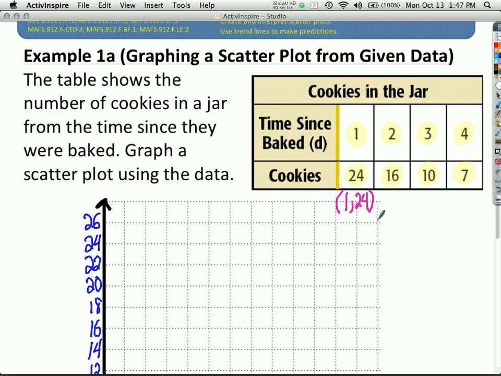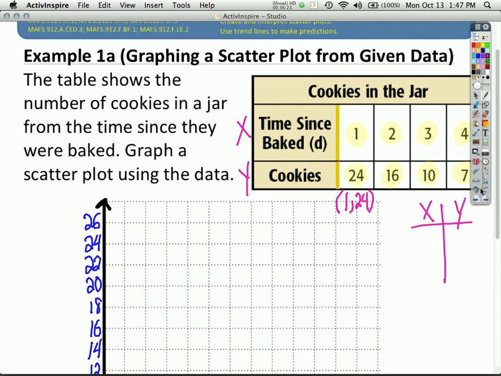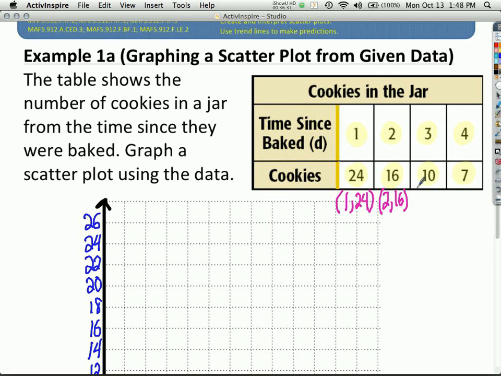So the table is the ordered pairs. It's just not the way we're used to it. We're used to seeing it like this, x, comma, y. But this is the same thing. This is x, comma, y. It's just horizontal, that's all. So the ordered pairs are all there for us already. This is 2, comma 16, 3, comma 10, and 4, comma 7.